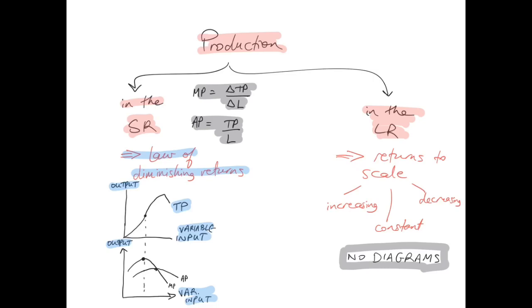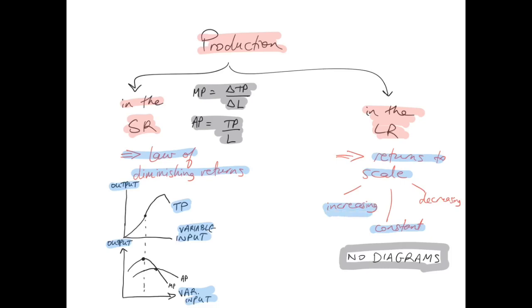Now, what about the long run? In the long run, the firm experiences returns to scale. Basically, in the long run, all factors are variable, so the firm could alter the levels of all of its factors of production. The firm could experience increasing returns to scale, where output increases more than proportionately to the change in the scale of production, to the change in the levels of all inputs. The firm could experience constant returns to scale, where output changes by the same proportion as inputs. So say, for example, the firm doubles its inputs, and this leads to a doubling of its output. That's constant returns to scale.